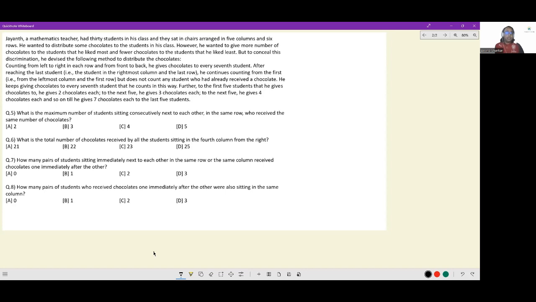Let's look at this set. Jayant, a mathematics teacher, had 30 students in his class, and they sat in chairs arranged in 5 columns in 6 rows. He wanted to distribute some chocolates to the students in his class. However, he wanted to give more chocolates to the students he liked most and fewer chocolates to the students he liked least. Basically, the teacher is discriminating among the students.